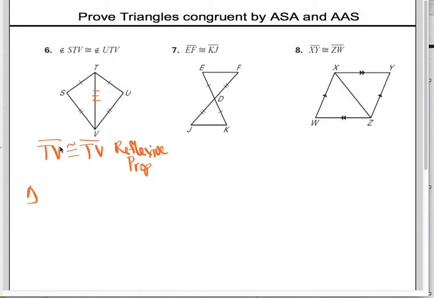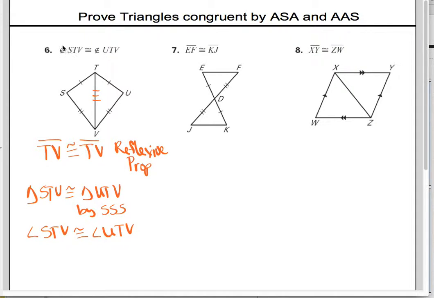So I'm going to name the congruent triangles. I'm going to say STV. For the first one, that just seems like it's easy to replicate over here, would be UTV. And my reason would be side, side, side. And then I would be able to say that angle STV is congruent to angle UTV.